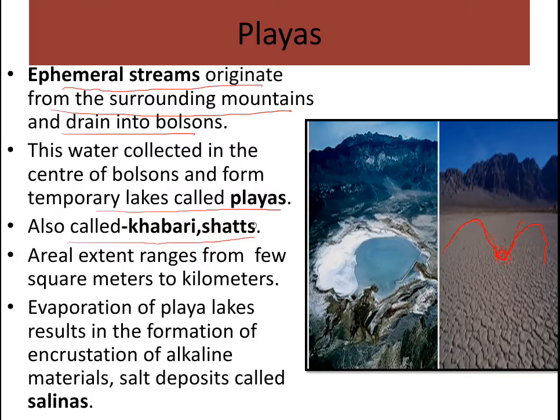This is also called kabari shards in different regions. Areal extent ranges from a few square meters to kilometers. Evaporation of playa lakes results in the formation of encrustation of alkaline material and salt deposits called salinas. So suppose in this region there is water and it becomes evaporated because this is an arid region and temperatures are high. So these waters are evaporated and form a deposition of salts in this region, which is also called salinas.